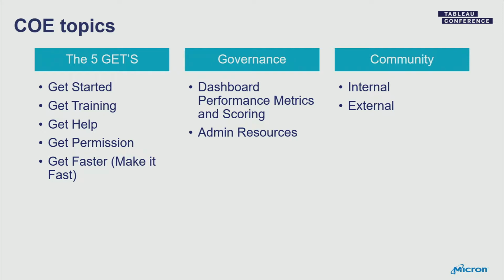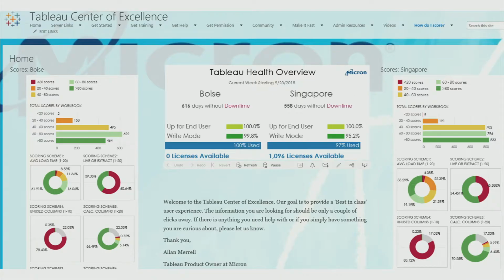Got the 5 gets, because everyone's there to get something, right? They're there to get started, they're there to get trained, they're there to get help, they're there to get permission, or they're there because their dashboard is too slow. So they're there to make it faster, all right? With that kind of topic, within 5 seconds, they can say, hey, I know what I'm here to get, and they can move on. Also, you have governance, performance scoring, some resources for your administrators, and of course, your internal and external communities.